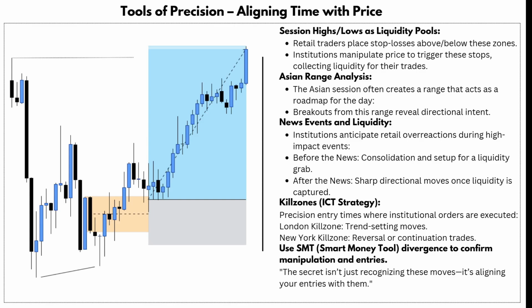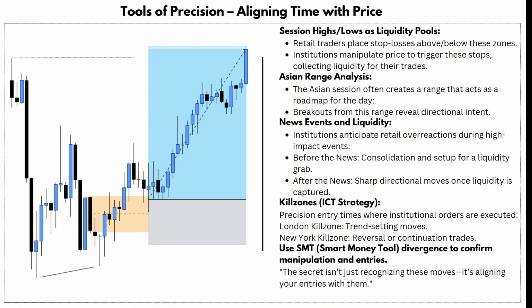Now for news events and liquidity: institutions anticipate retail overreactions during high impact events. Before the news, consolidations set up a liquidity grab. And then after the move, that's when a sharp directional move happens once liquidity is captured. So news events and liquidity all happen during a certain time. That's why we have our kill zones. That's for the ICT strategy, where precision entries and institutional orders are executed during certain kill zone times.